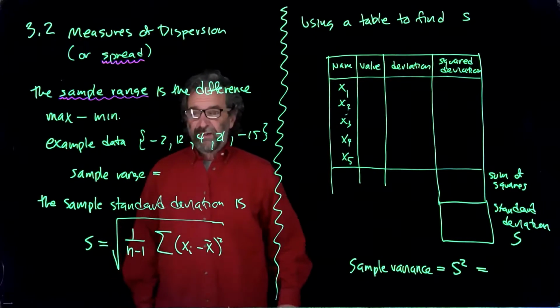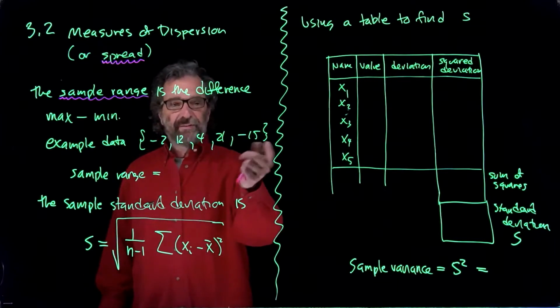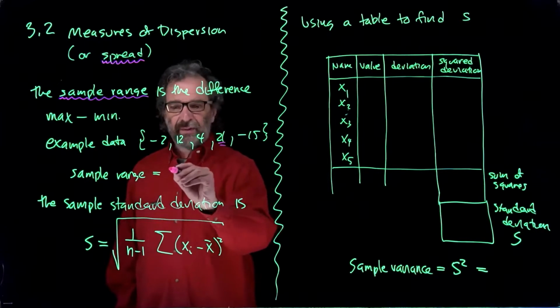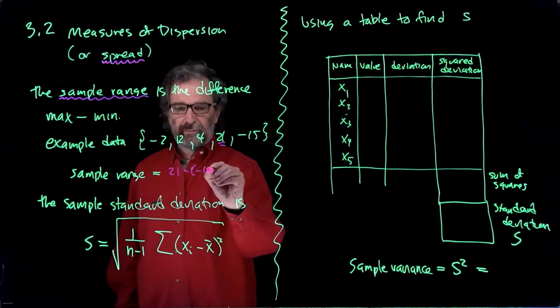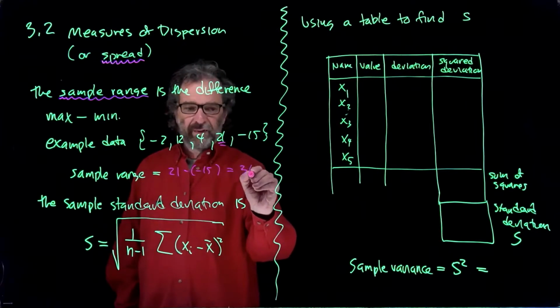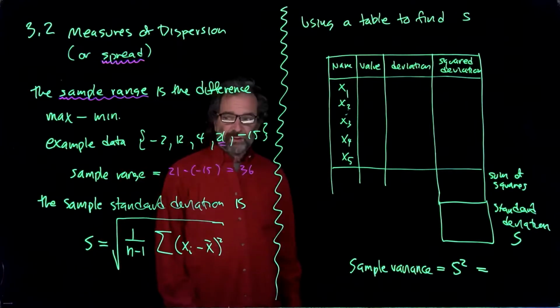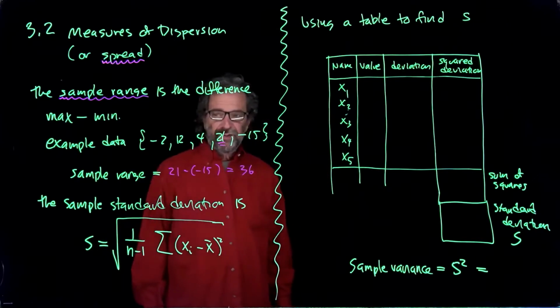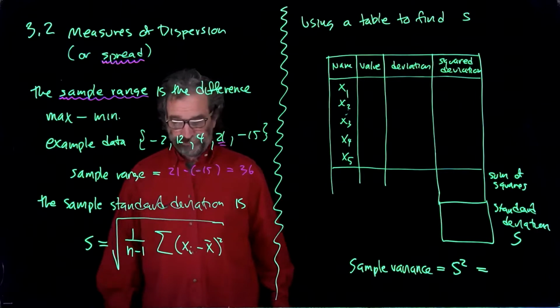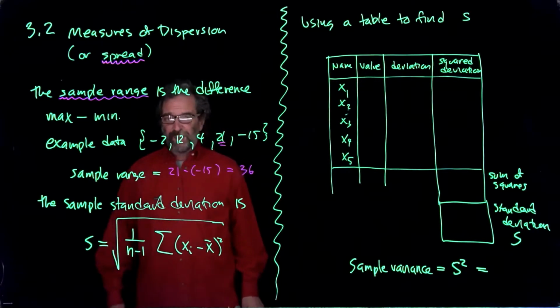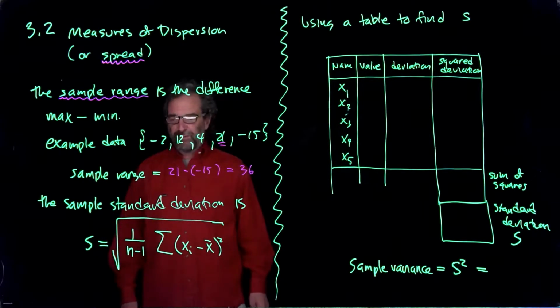It's max minus min, so here we have some data, 1, 2, 3, 4, 5 values. Here's the maximum, 21, and there's the minimum, minus 15. So the range is 36. It's 36 units between the 21 and minus 15. That's the idea. That gives you an idea how much spread there is in the data, from max to min, that distance between max and min.